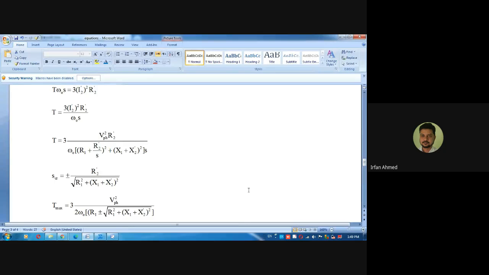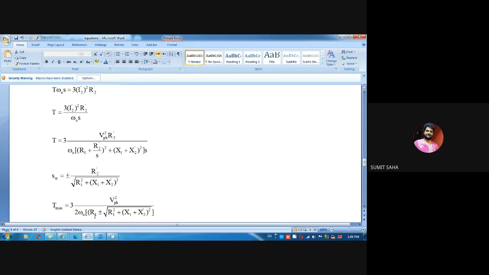Okay. So we first of all obtained an expression for torque as a function of slip. We differentiated this expression with respect to S, equated it to 0 to obtain the slip at which the maximum torque occurs. That slip came out to be plus minus this function. And then we substitute this value of slip in this equation to get the maximum torque: 3 Vth squared divided by 2 omega 0 into R1 plus minus under root of R1 squared plus (X1 plus X2 dash) whole squared. Anything that strikes you on seeing these equations?